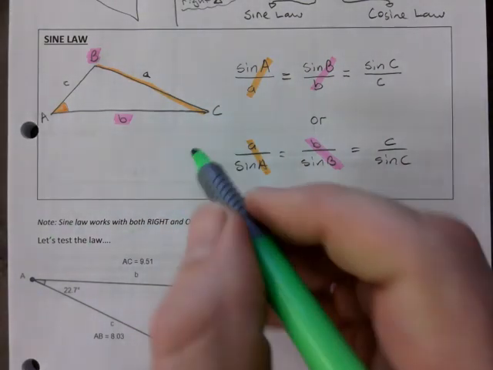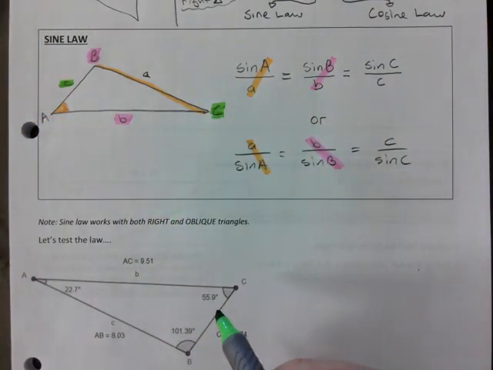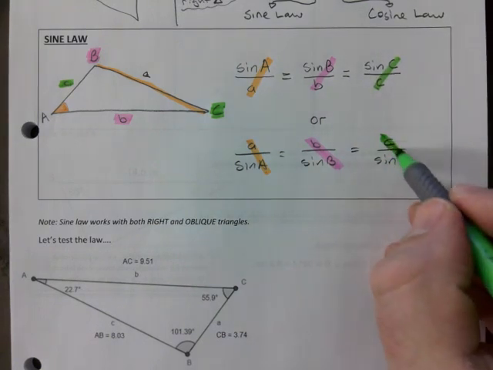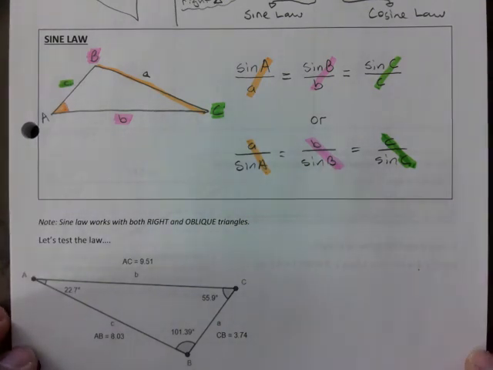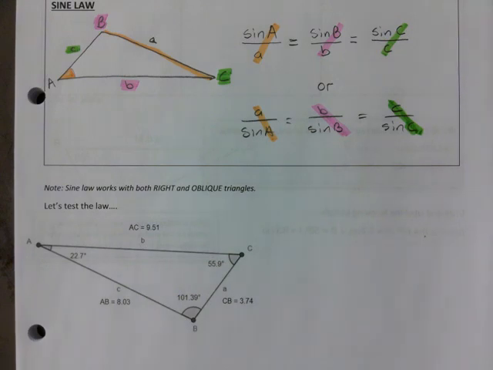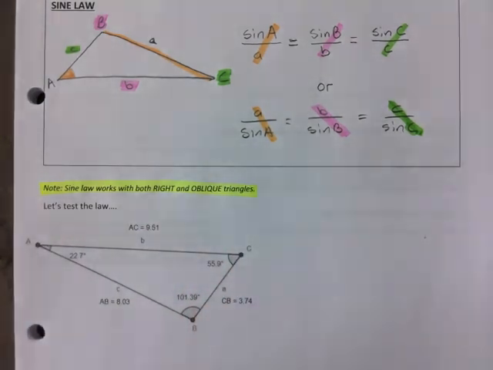And angle C is across side C. So I kind of want you to see that pairing. The pairing is very important. That is a pattern you will observe. Sine law works with both right and oblique triangles. That is worth highlighting.